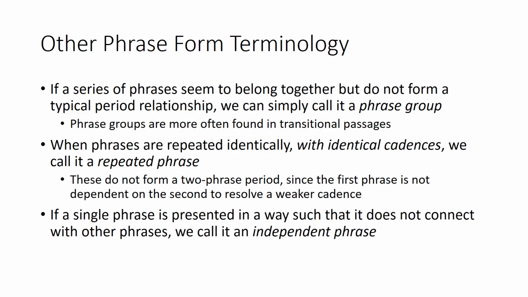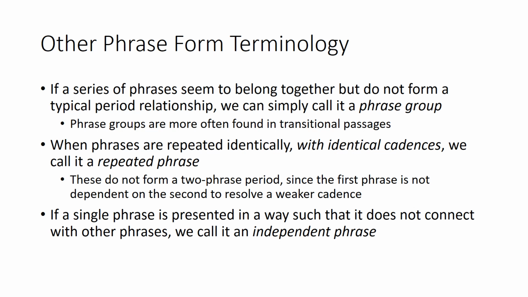Okay, this last slide is just giving you a few of the other things you might run into as you deal with phrase form terminology. If you find a set of phrases that seem to belong together, but they don't form one of these typical phrase relationships that we've seen, for example, if the final cadence doesn't seem conclusive, you can group them together and call it a phrase group. You'll most often find these in transitional passages, where there's just a series of phrases that don't create a period, but they seem to belong together.